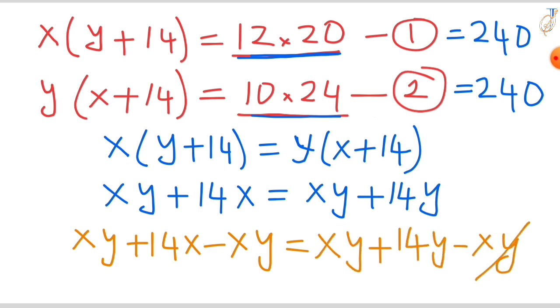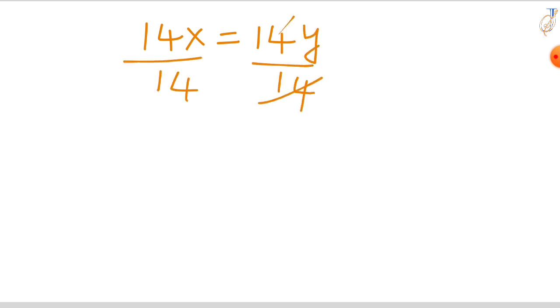So here XY minus XY gets cancelled on both sides. 14X is equal to 14Y. Divide both sides by 14, then you get X equal to Y.